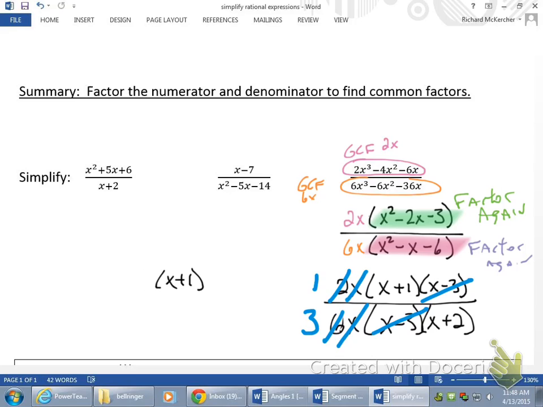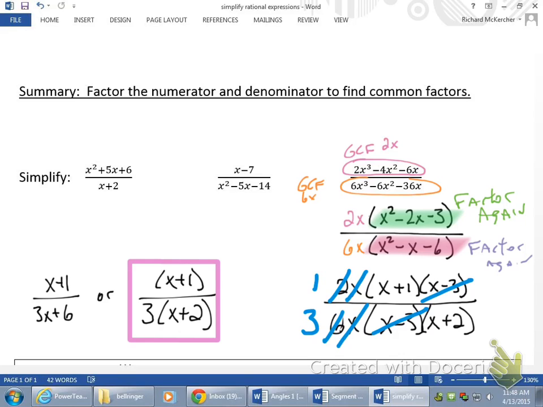And that leaves me with 1 times x plus 1. Of course, I don't really need that x plus 1, or the 1, so I get rid of it. And this is what we're looking at. Now, you have a choice to write your answer either way. I prefer this method because it's in a fully factored form, but recognize on a final exam it might be in either way for multiple choice.